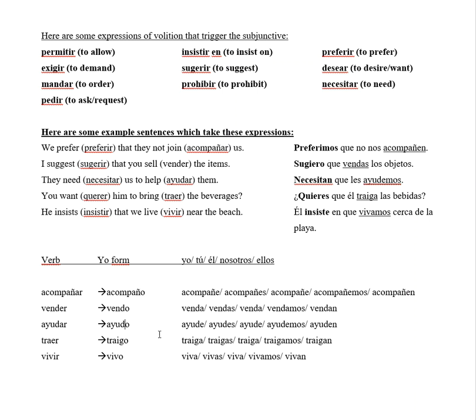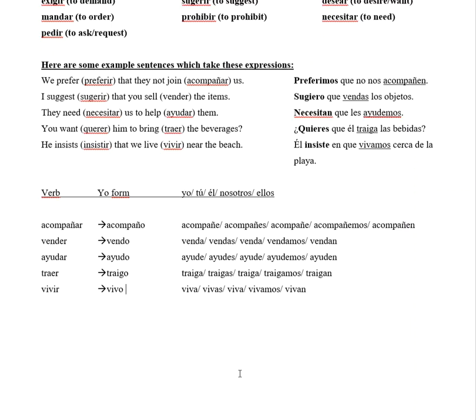Ayudar, the yo form is ayudo. We drop the o and add the opposite vowel. Ayude, ayudes, ayude, ayudemos, ayuden. Traer, the yo form is traigo. We drop the o and then add the opposite vowel. Traiga, traigas, traiga, traigamos, traigan. And vivir, the yo form is vivo. We drop the o, add the opposite vowel. Viva, vivas, viva, vivamos, vivan.